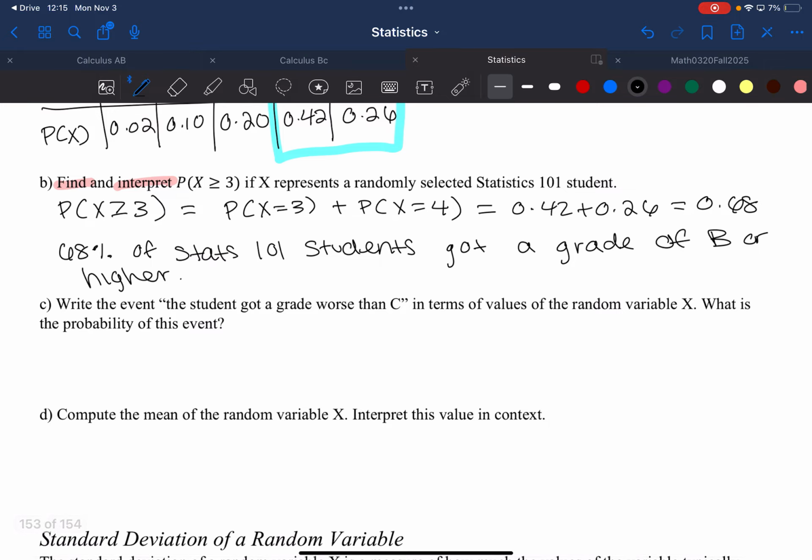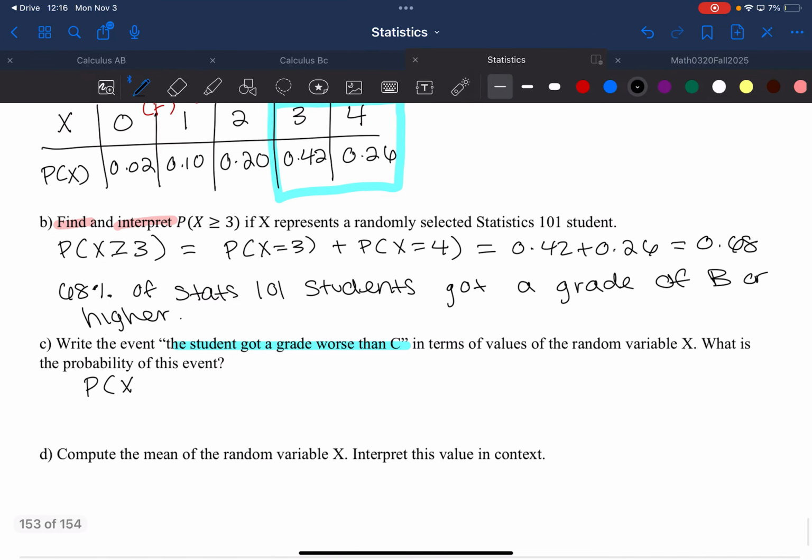Okay, then part C says write the event, and here's the event. The student got a grade worse than C in terms of values of the random variable, and then answer the probability. So we're putting it in terms of the probability notation, and then we're solving. So what does it mean if it says the student got a grade worse than C? Did they get a C? No, they got worse. They got worse than C. So how would we write that? Probability that X less than 2. Good.